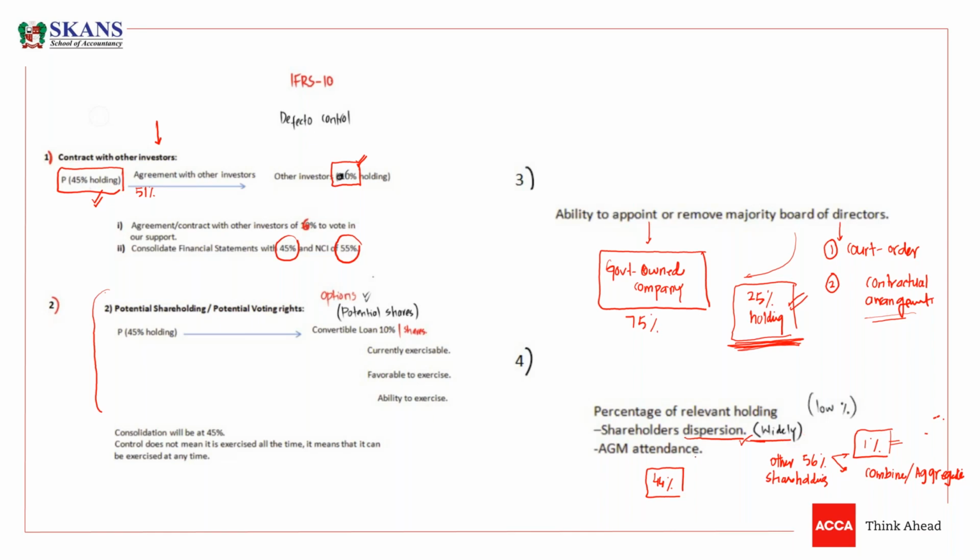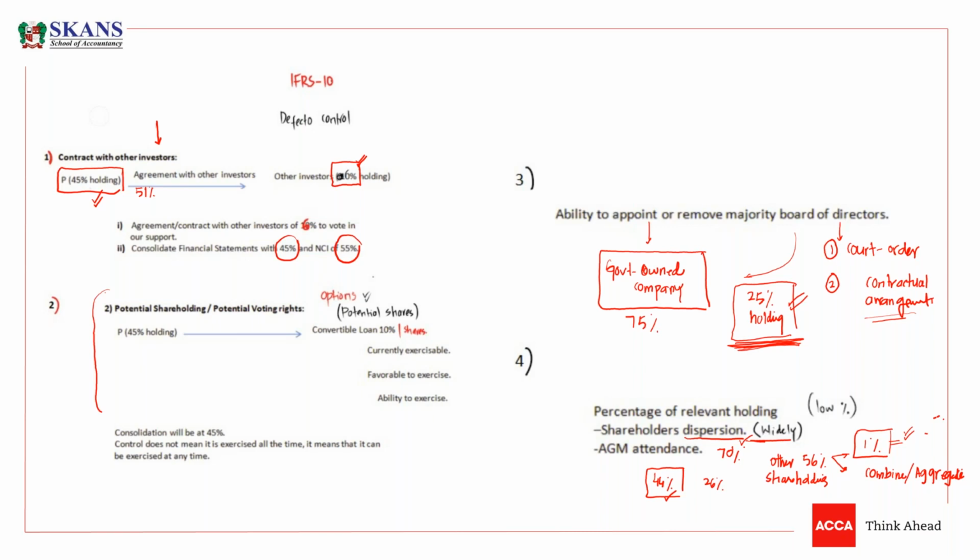So AGM attendance is very low, say 70% turnout. It means 44% is our representation, and other than this 44%, only 26% of people attend the AGM. They have very low holding, which means they are not interested in the company's affairs. Maybe they have invested to take the gains from the fair value fluctuation of the shares. They are widely dispersed and will not combine or aggregate against you.